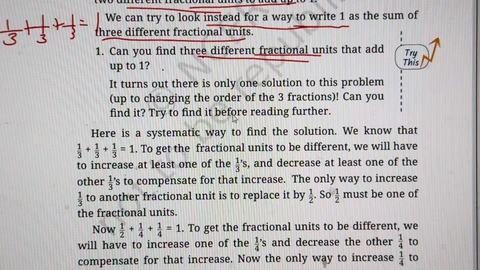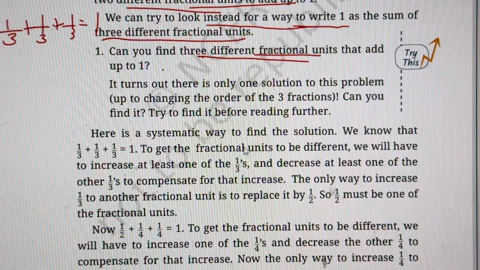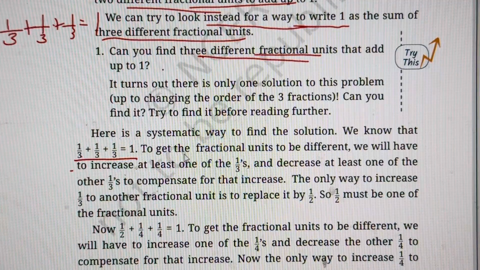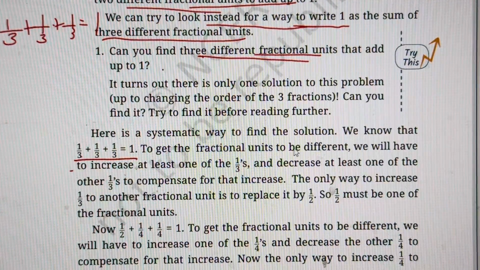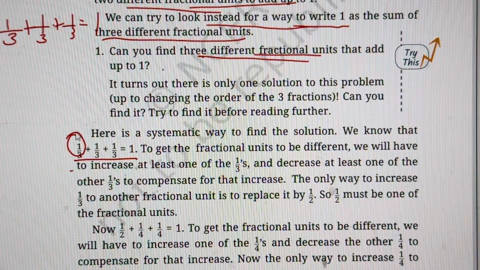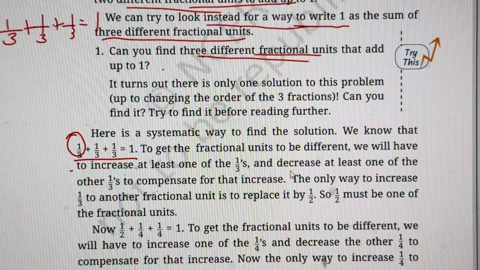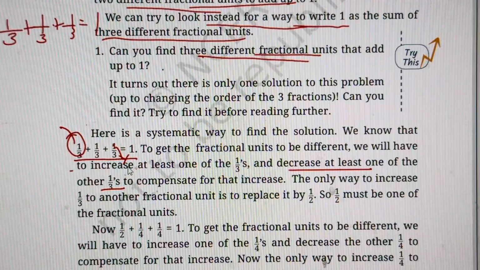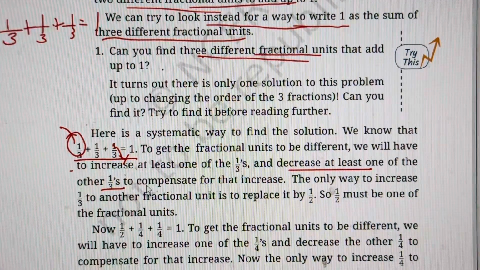Let us see. We'll understand it in a systematic way. We have understood that 1/3 plus 1/3 plus 1/3 gives you 1. Now to get the fractional units to be different, we want all 3 different. We'll have to increase at least one. One of the 1/3s has to be increased, right? And decrease at least one of the 1/3s to compensate for that increase. Because if you increase one, the value of the other should be decreased. Then only you can get the whole.